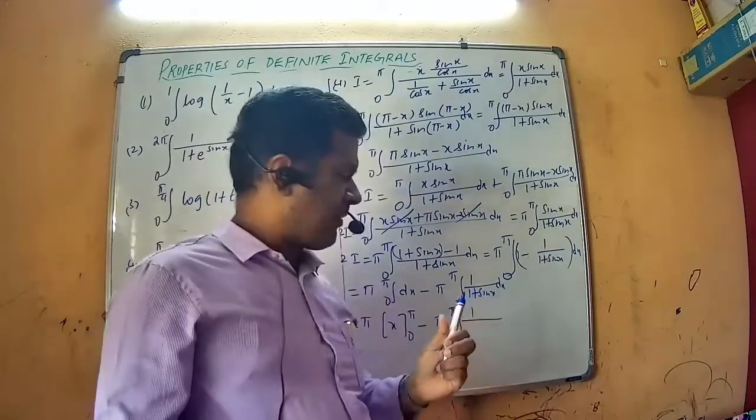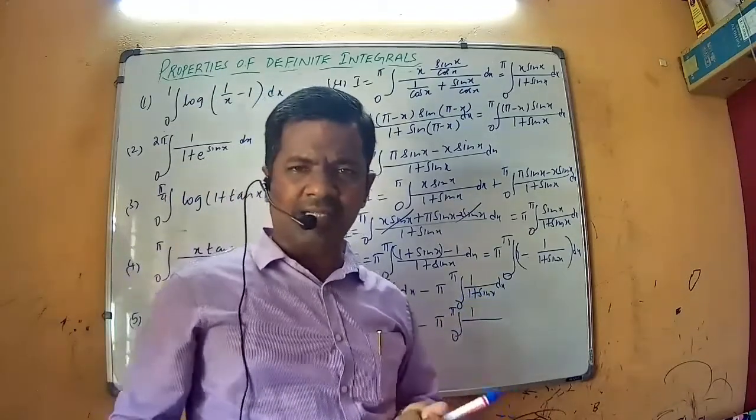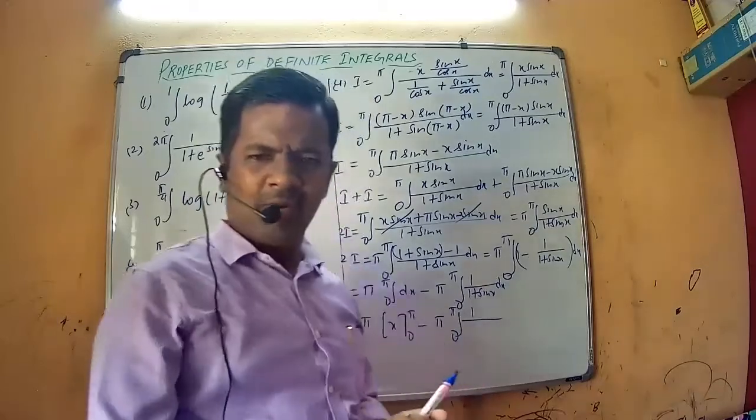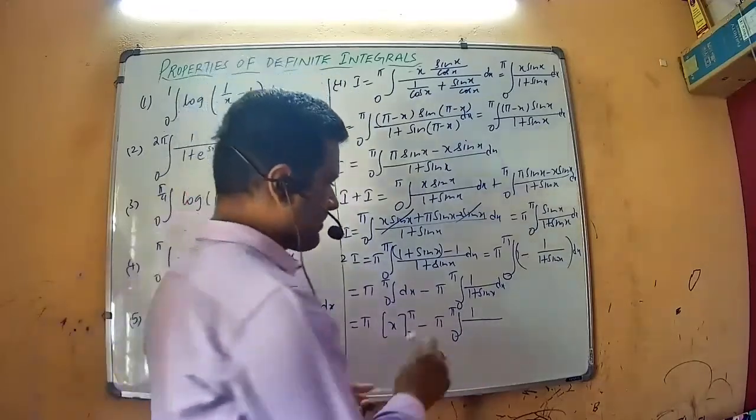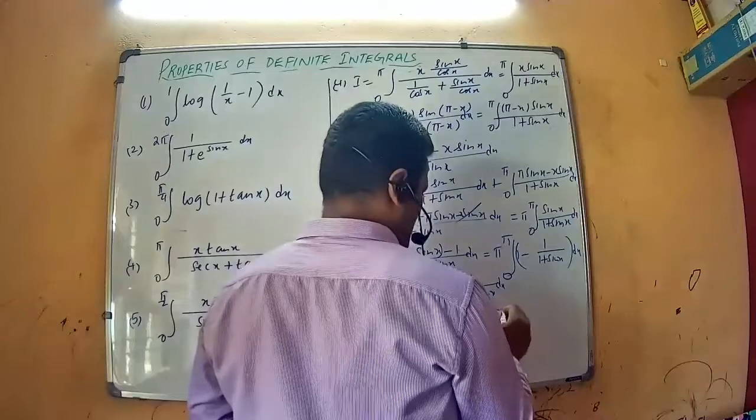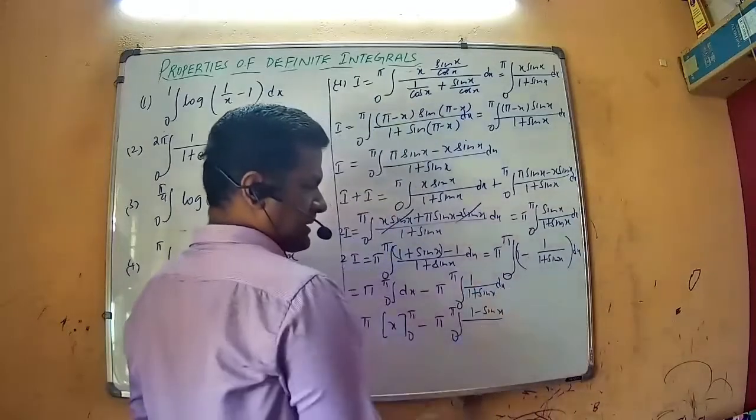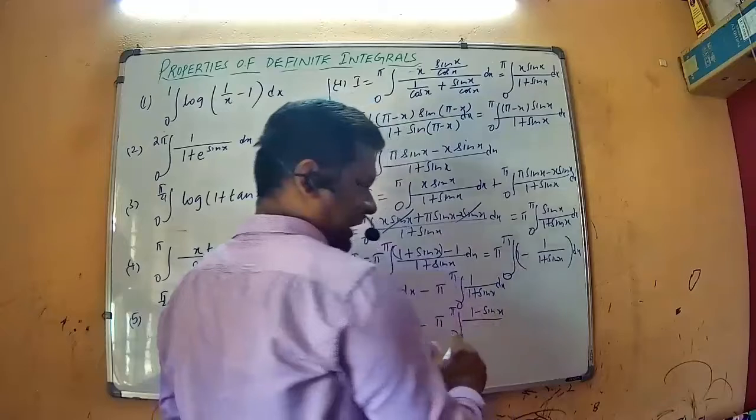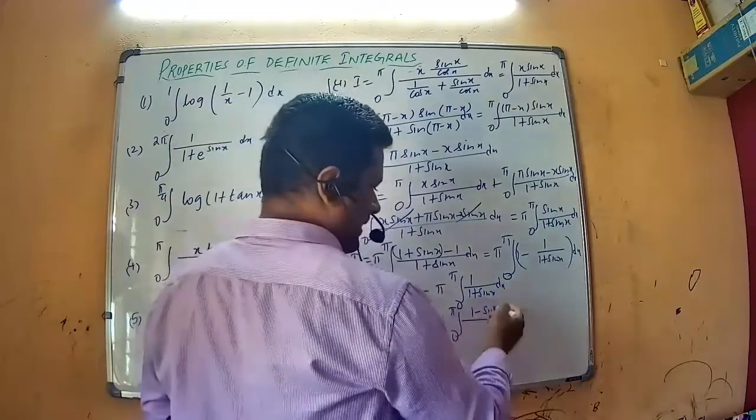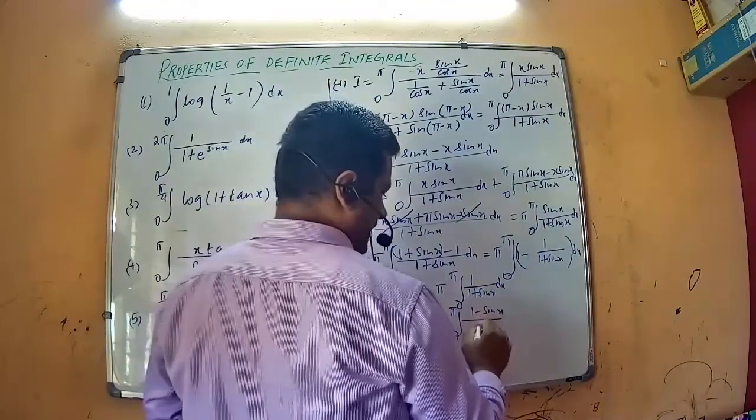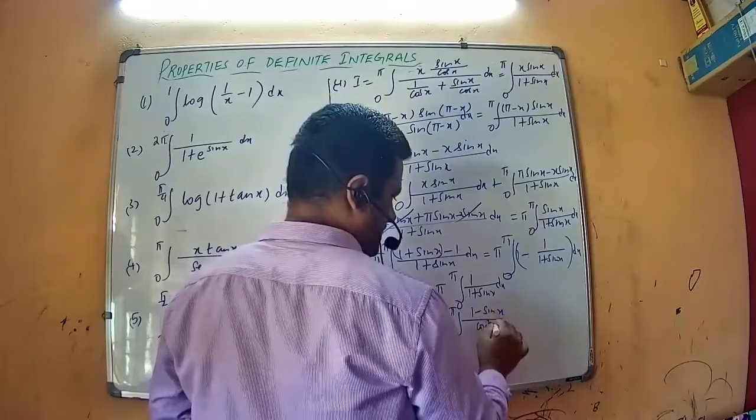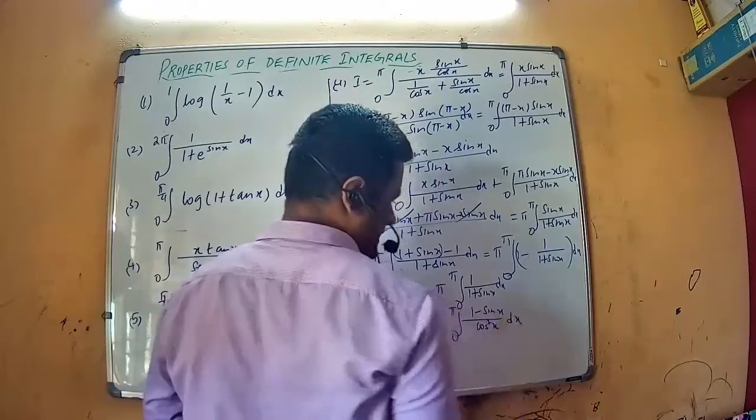or else you can multiply and divide with 1 minus sine x. You can rationalize also. I think rationalizing will become easier here. Let us see what happens. This is 1 minus sine x. Denominator is 1 plus sine x into 1 minus sine x, which is a plus b into a minus b, a square minus b square. We will be left here with 1 minus sine square x, which is cos square x dx.